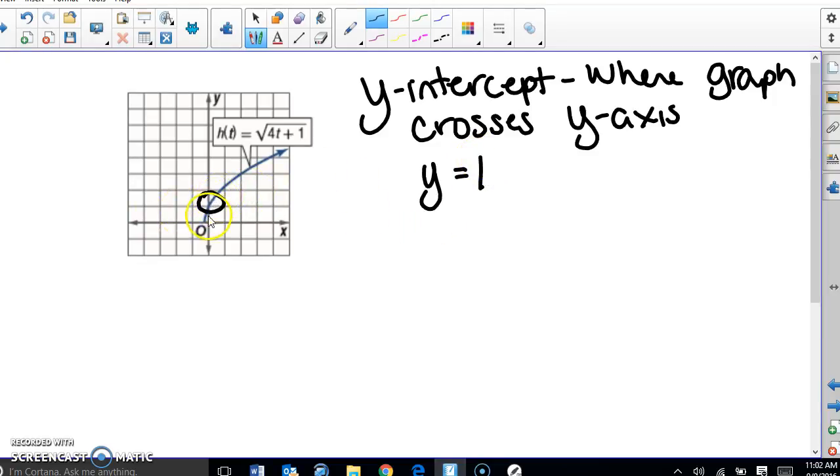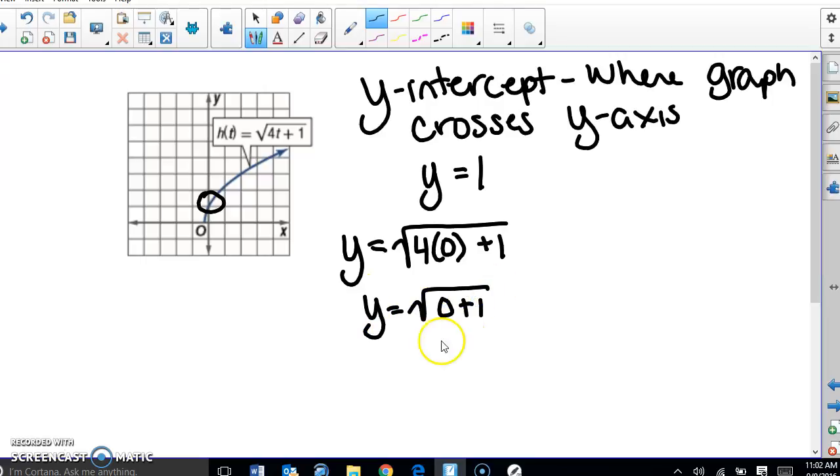So now let's confirm that algebraically. Our x-coordinate on the y-axis is always 0, because that's where we're crossing. So to confirm algebraically, I'm going to plug 0 in for t and solve it out. So 4 times 0 is 0. We have y equals 0 plus 1. 0 plus 1 is 1, so we have square root of 1. Square root of 1 is 1.